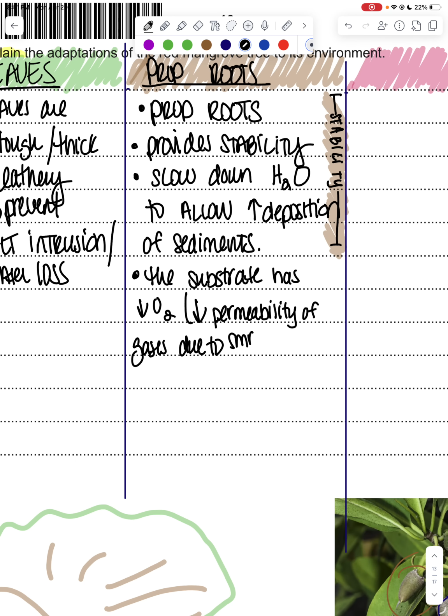This isn't on the syllabus. I'm sorry, this isn't on the mark scheme. It's on the syllabus, it's not on the mark scheme. It could be, but just for the sake of you to know why I'm writing this: due to small sediment sizes. You could also refer to the water being hypoxic, having low oxygen.